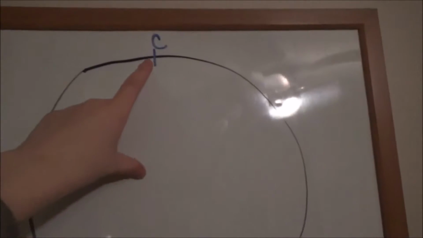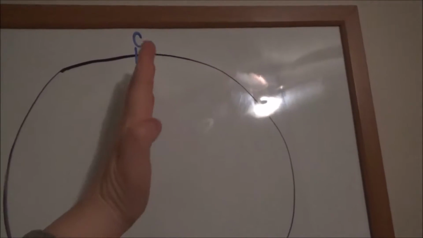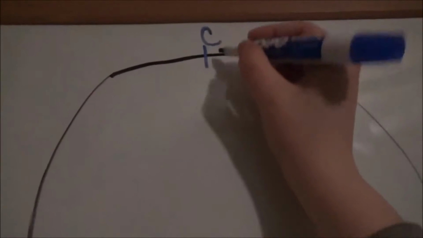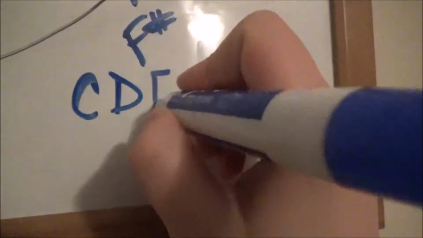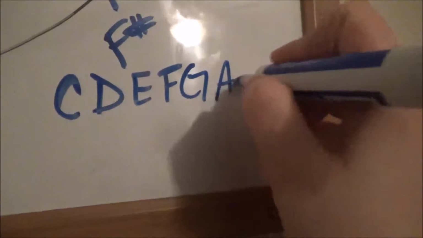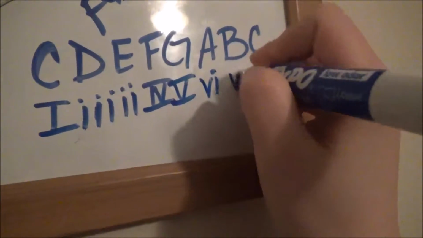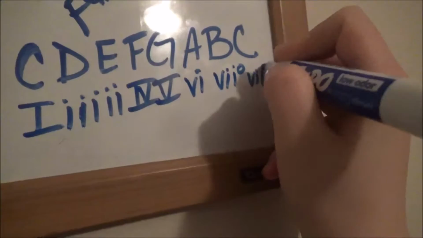So how we're going to remember the circle of fifths is we are going to do it like a clock, because it looks like a big circle here. So I have our C up here. Our C is always going to be our 12 o'clock and it's always going to have zero sharps and zero flats. All right, our C major scale, we have C, D, E, F, G, A, B, and C. So we have our 1, 2, 3, 4, 5, 6, 7, and 8.